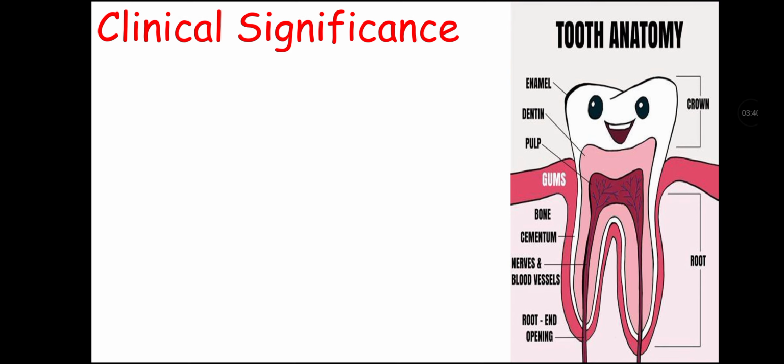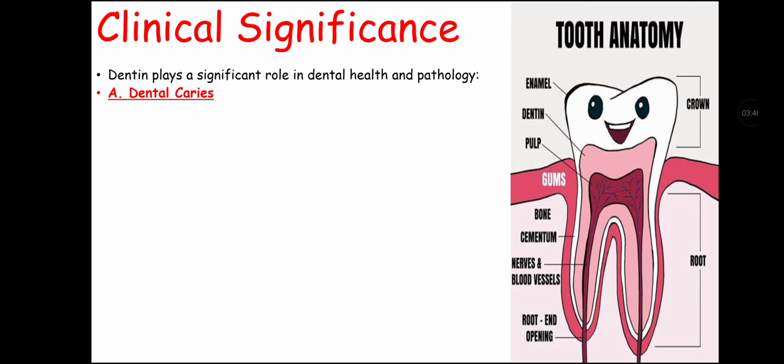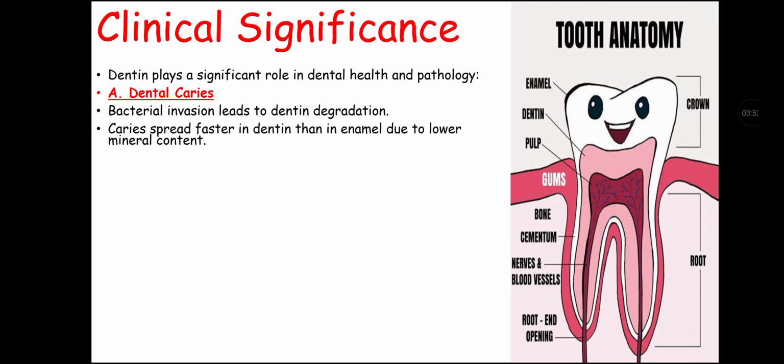Now let's talk about clinical significance of dentin. Dentin plays a significant role in dental health and pathology. First, there are dental caries. If we talk about clinical significance, bacterial invasion lead to dentin degeneration. Caries spread faster in dentin than enamel due to lower mineral content, and there may be dentin hypersensitivity.